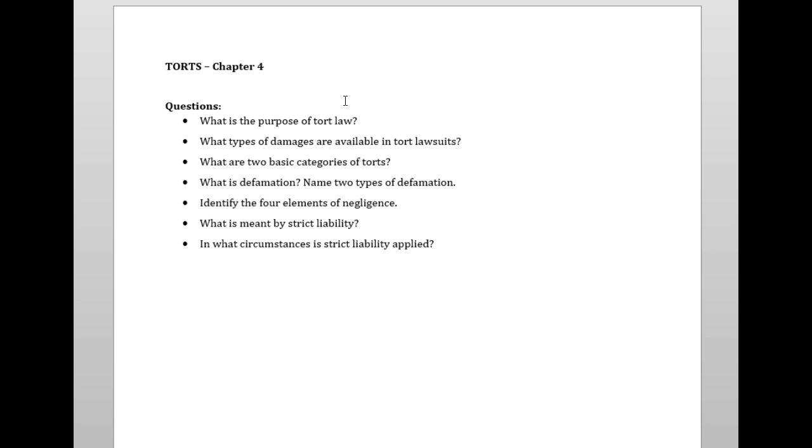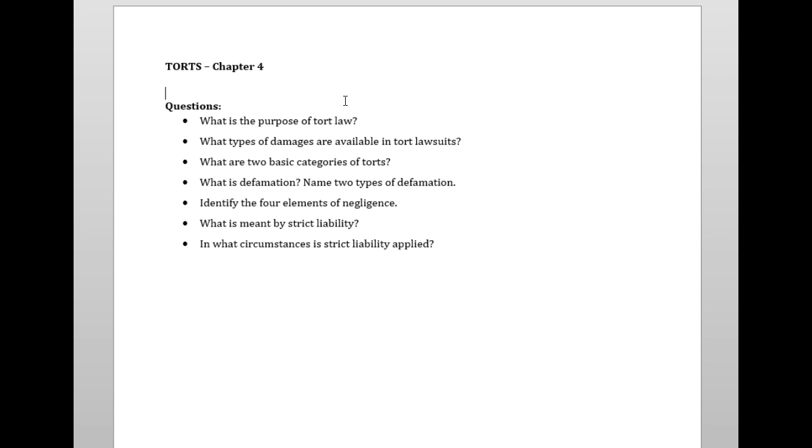So the questions we're going to answer are, what is the purpose of tort law? The types of damages that are available in tort lawsuits. Two basic categories of torts. What is defamation, and two types of defamation.